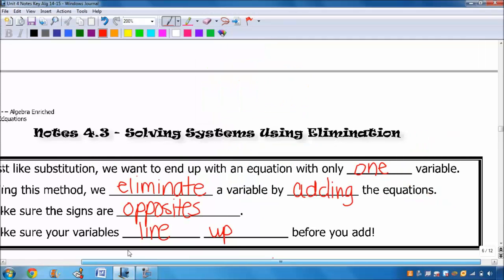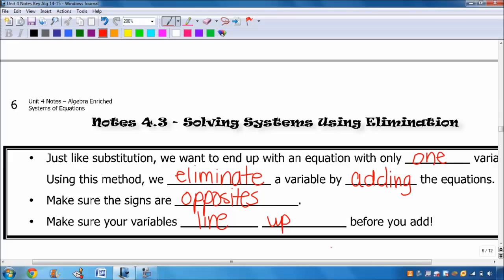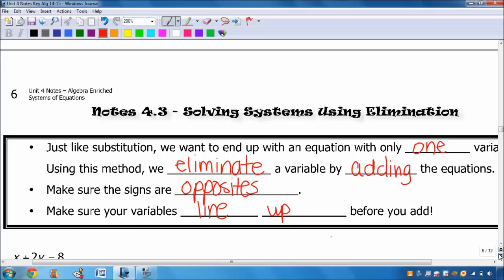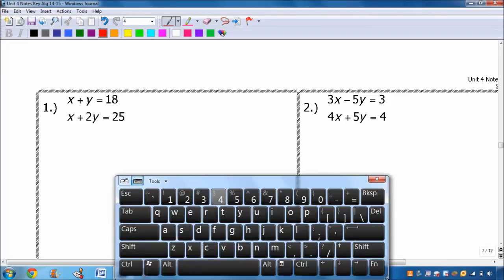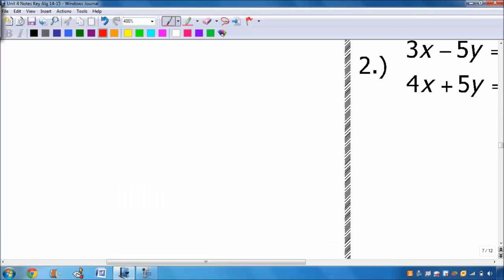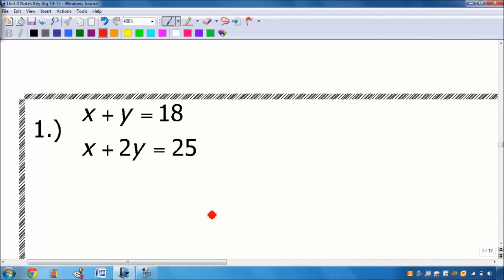All right, now if you turn to page 6, we discussed a little bit of this in class already, solving systems of equations using elimination. So what I want you to do now is we are going to actually do some of these problems. So turn to page 7, and we'll do question number 1 together. Okay, so now your goal in question number 1 is to either eliminate the x's or eliminate the y's. It is totally your choice.